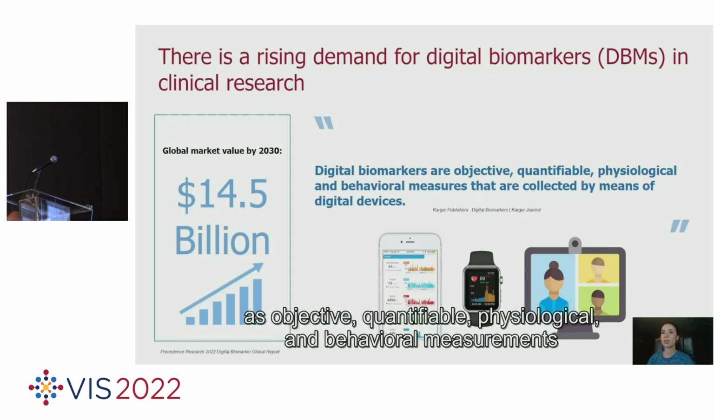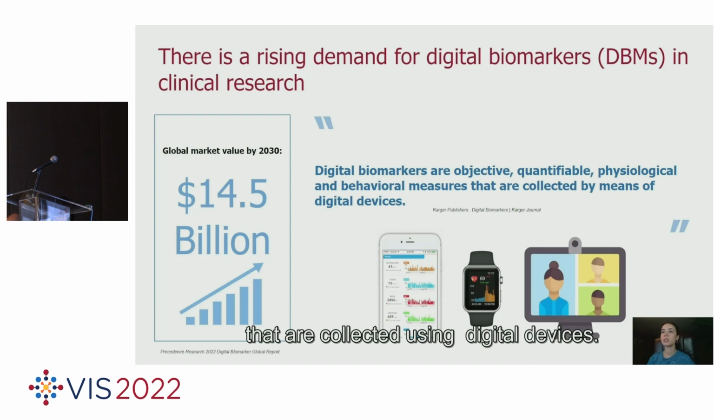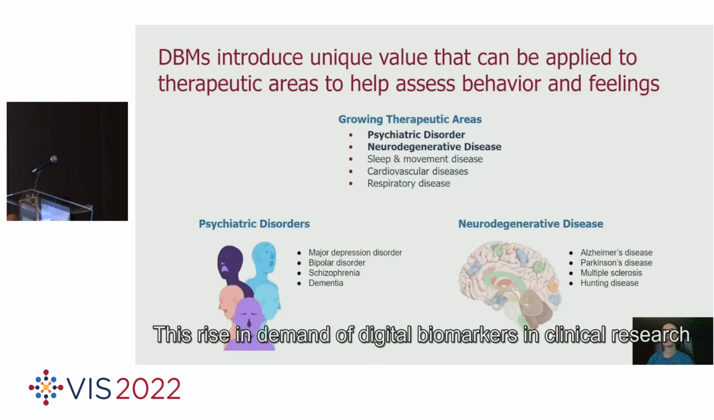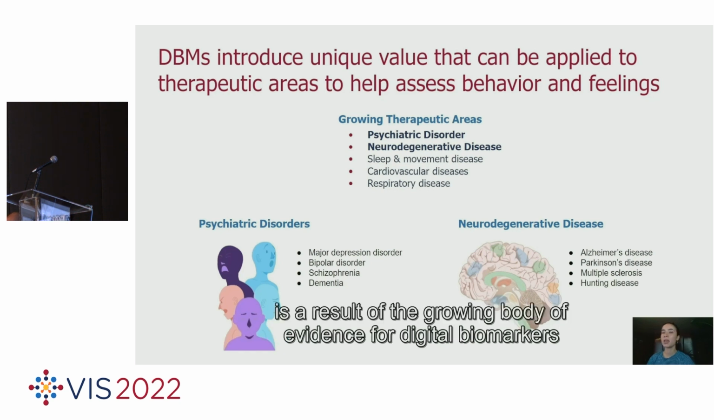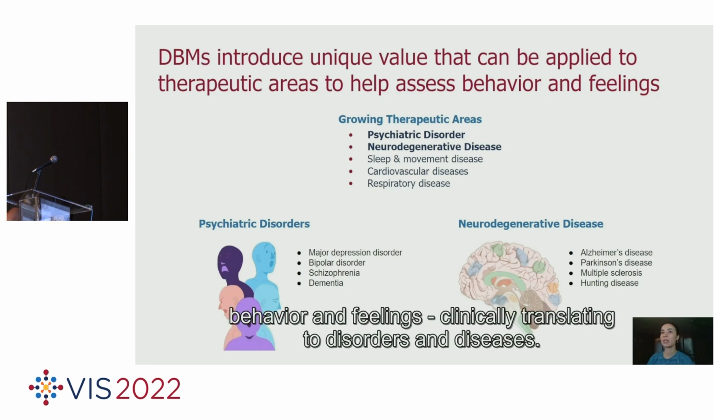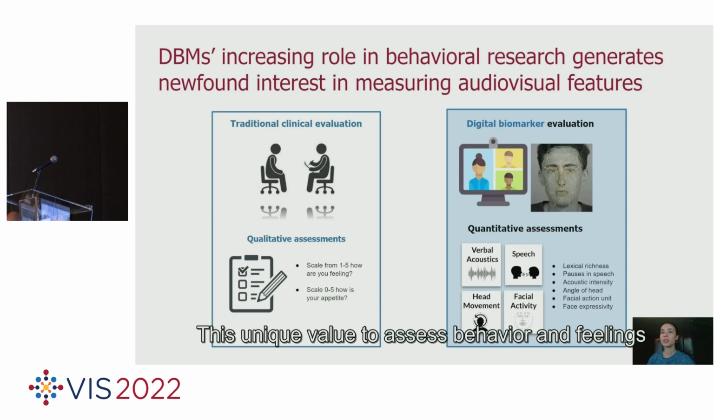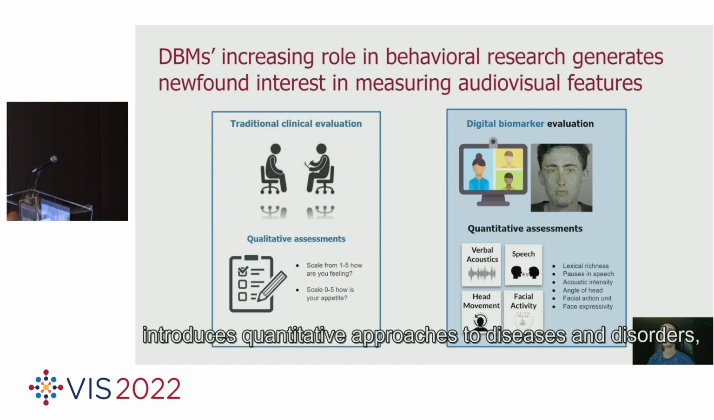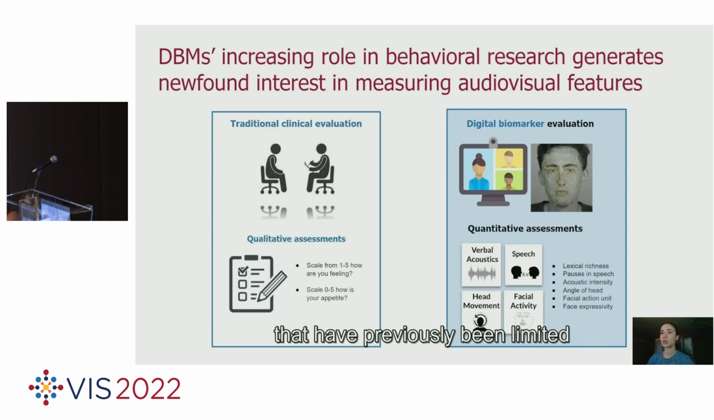Digital biomarkers can be defined as objective, quantifiable, physiological, and behavioral measurements that are collected using digital devices. This rising demand of digital biomarkers in clinical research is a result of the growing body of evidence for digital biomarkers to objectively and quantifiably monitor, predict, and diagnose behavior and feelings, clinically translating to disorders and diseases. This unique value to assess behavior and feelings exceeds traditional biomarker constraints and introduces quantitative approaches to diseases and disorders that have been previously limited to qualitative approaches such as self-report and clinical interview-based assessments.